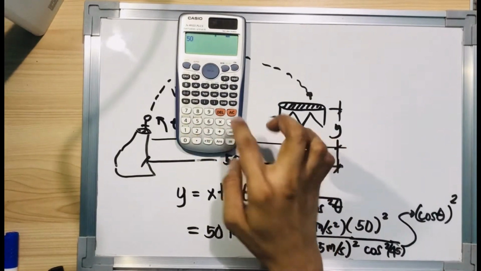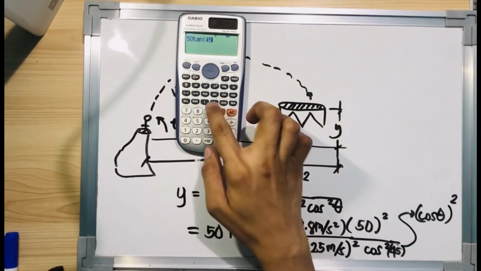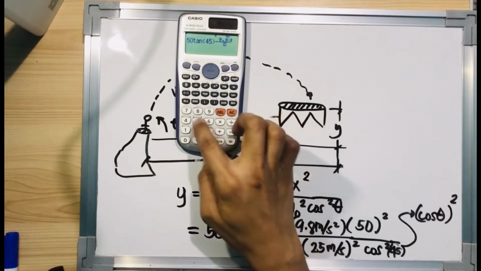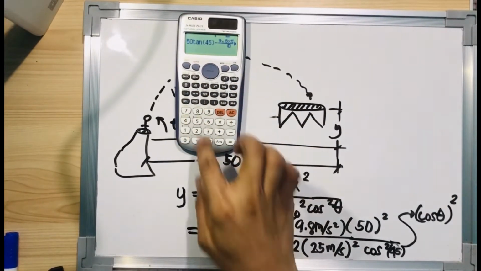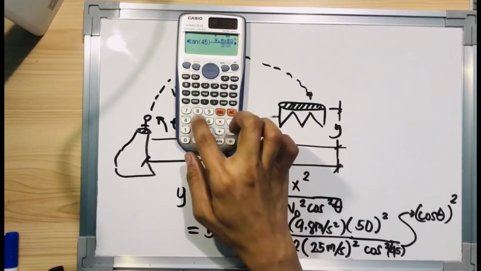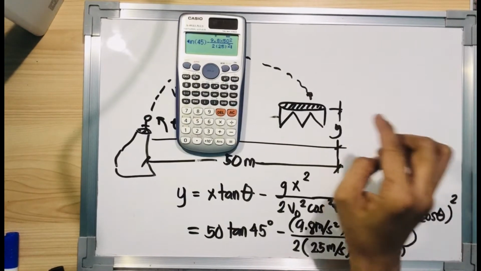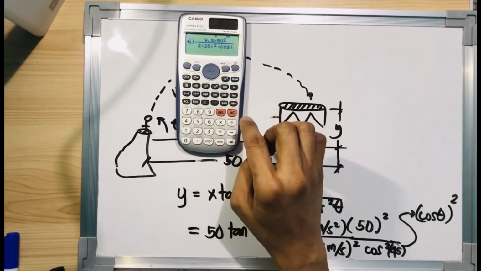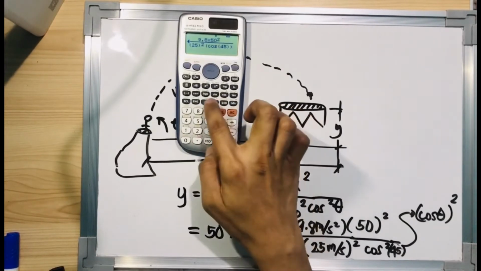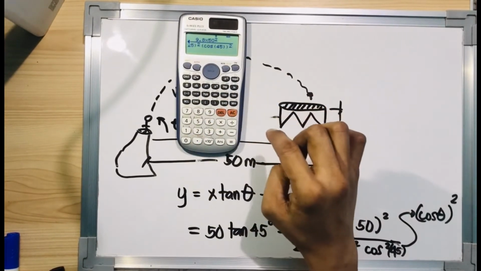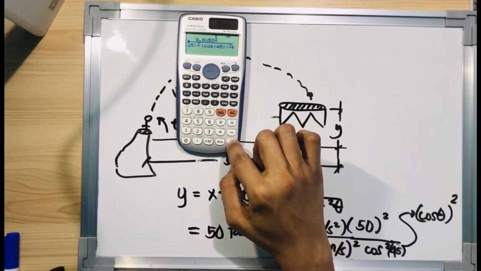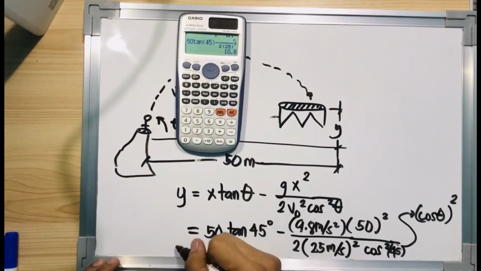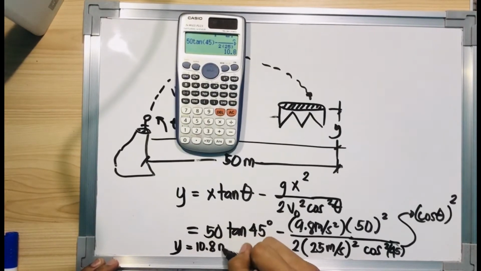So, we have 50 tangent of 45 degrees minus, gawa natin ang fraction, we have 9.8 meters per second squared multiplied by 50 squared, diba? And then yung denominator, it's 2 times 25 meters per second squared, diba? Yung i-square natin yung initial velocity. And then dito sa cosine, sinabi ko kanina, you just need to do cosine of 45 and then square the entire trigo value. So, let's click equals and the answer is 10.8. Napakadali lang. Y is equal to 10.8 and this is in meters.